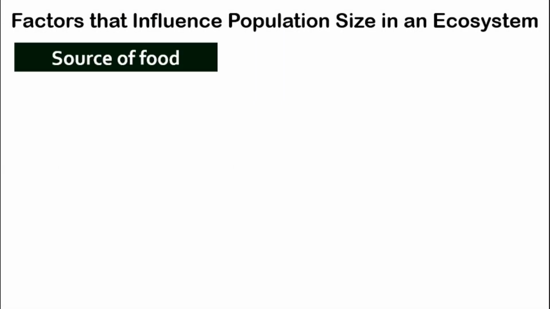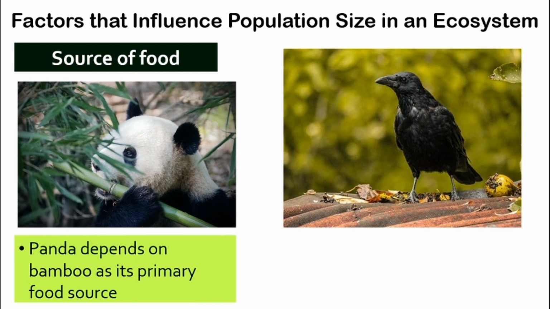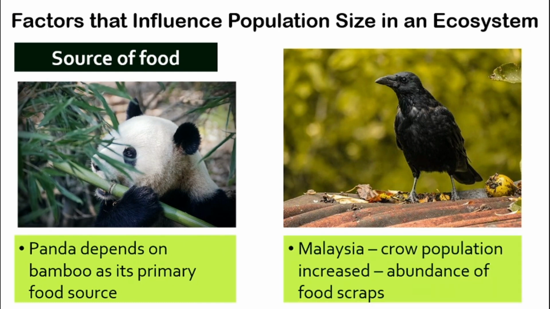Next, another factor will be the source of food. For example, pandas eat bamboo. If the bamboo population decreases, then the panda population will also be affected and will also decrease because the source of food becomes so limited.